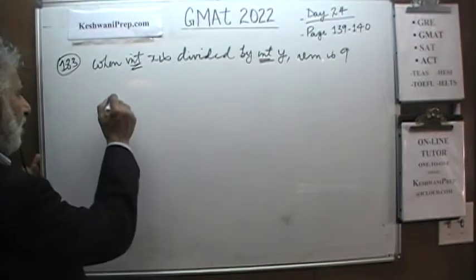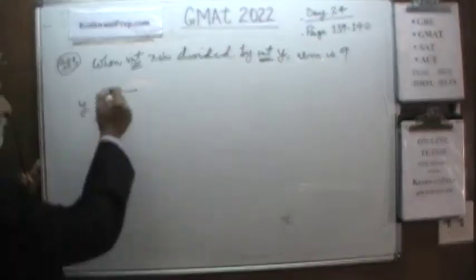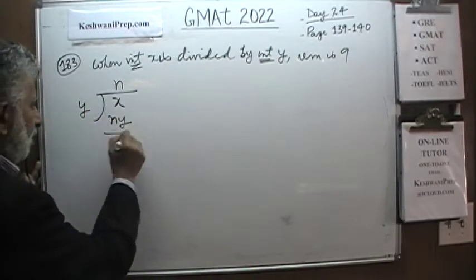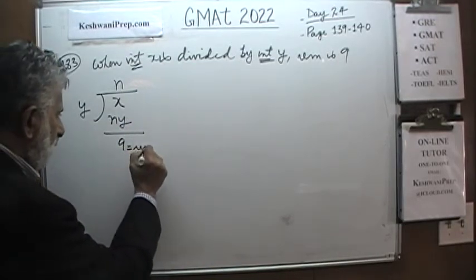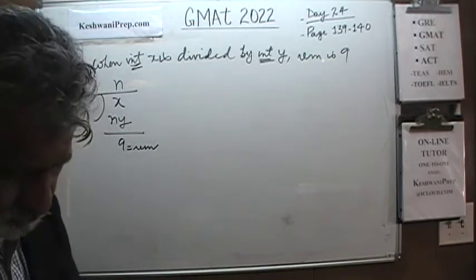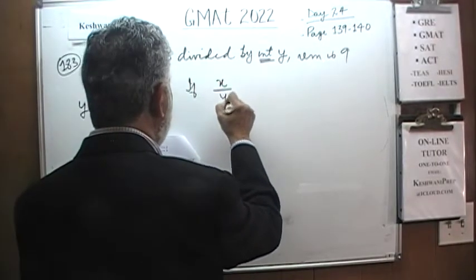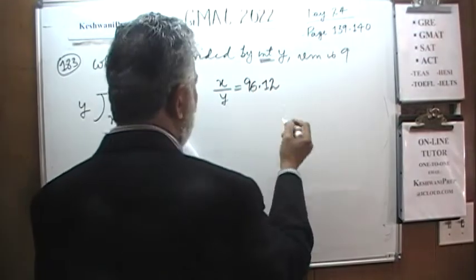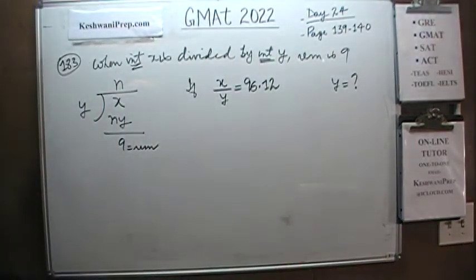Like this. When x is divided by y, let's suppose that it goes n times. So n times y. When we subtract n times y from x, we have a remainder of 9. That's what we are told. We are further told that if x divided by y is in fact equal to 96.12, then how much is y? Well, let's find out, shall we?